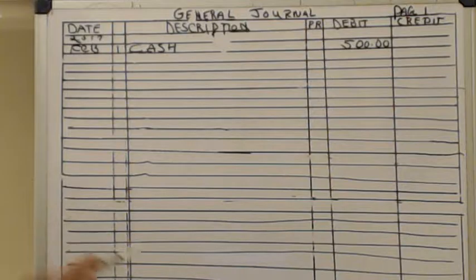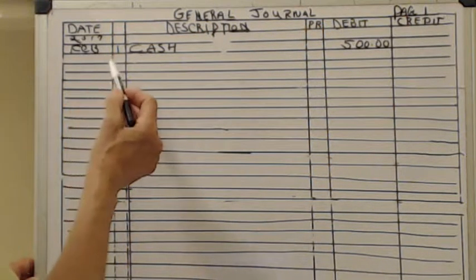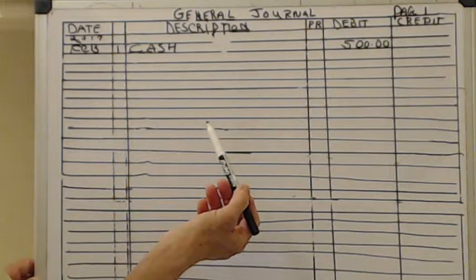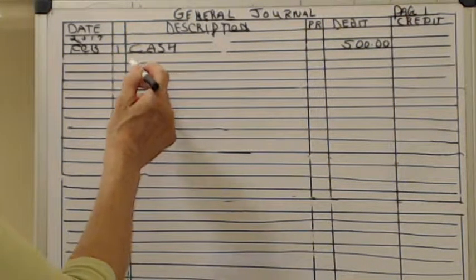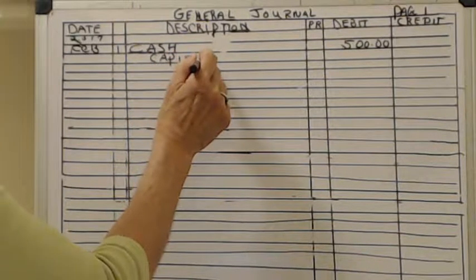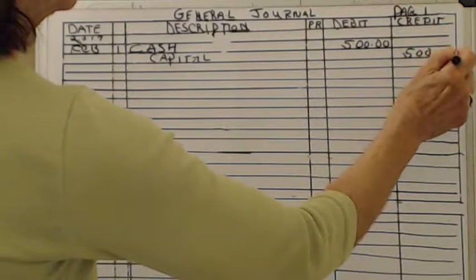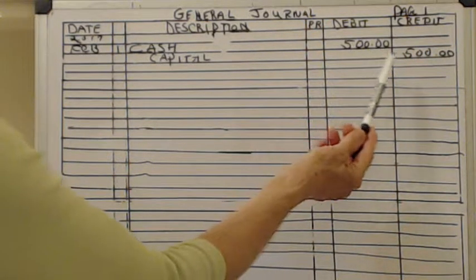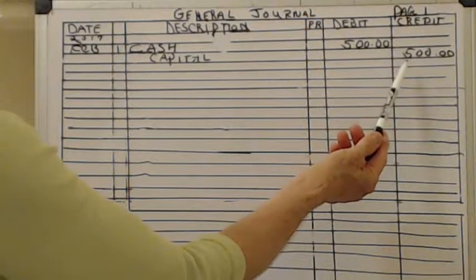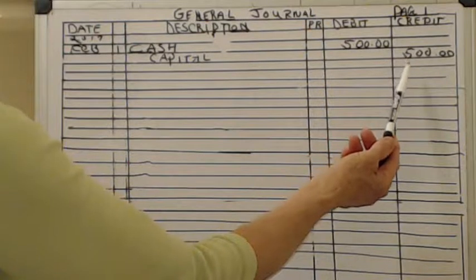Now, the owner invested the cash. It was her personal money being invested in her business. So the second account is going to be capital, and that's going to be the credit amount. So we're going to indent like a half of an inch and write the account capital. And over in the credit column, I'm going to put the amount, 5,000. So here you can easily see that you need the same amount. It has to balance. The debit has to equal the credit.